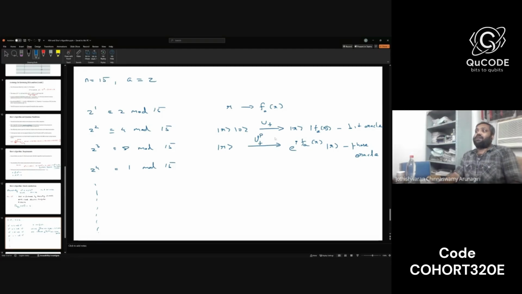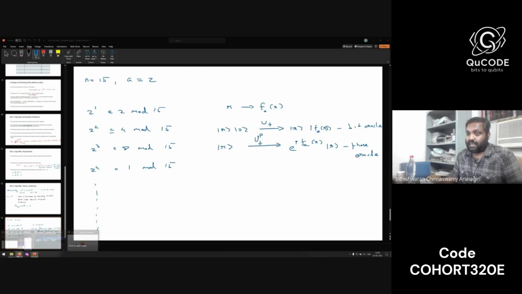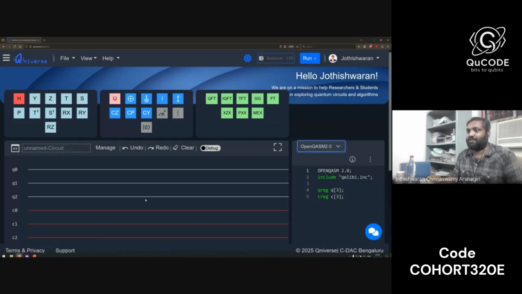So now, first, using this function, I need to create this oracle for my quantum circuit, and then we will start with the processing. So let us take n equal to 15 and a equal to 2. How do these oracles look like? Now we go to the active demonstration.